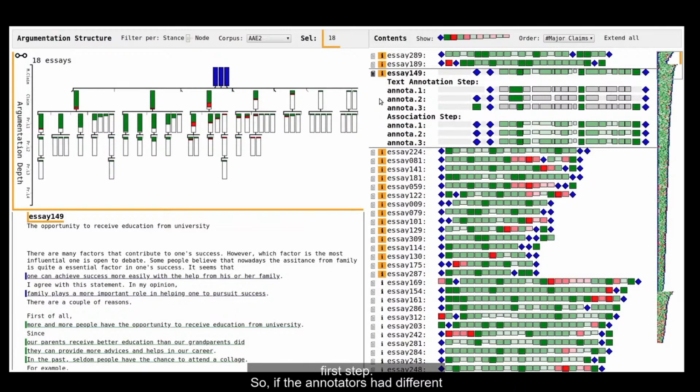So if the annotators had different opinions regarding the type of the argument unit, we will find differences in the annotators' argulines in the text annotation step. And indeed, all annotators had different opinions regarding this unit.